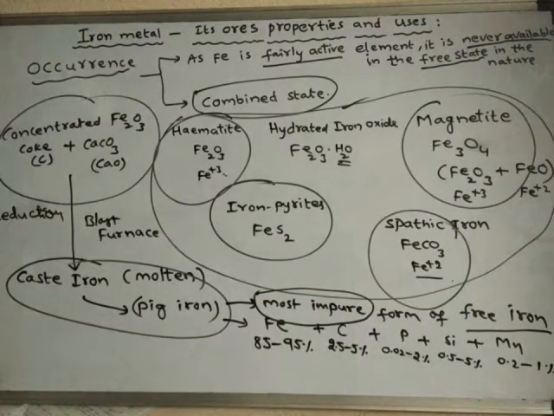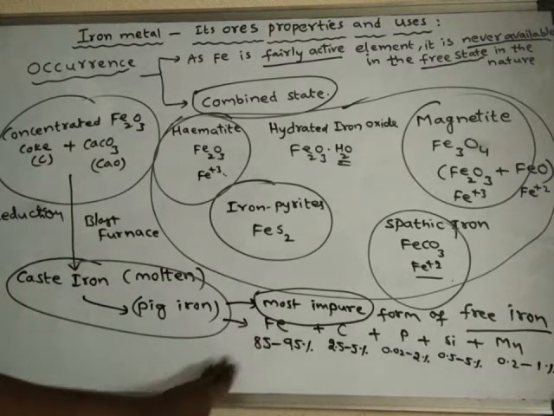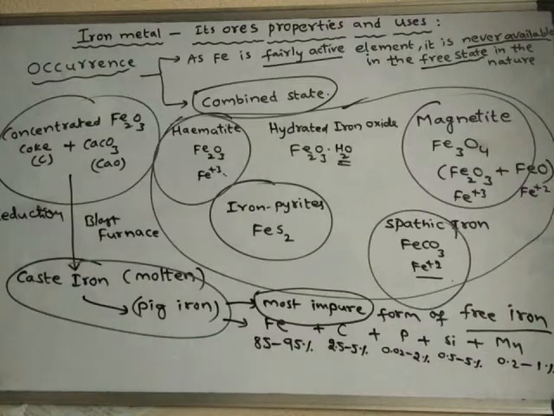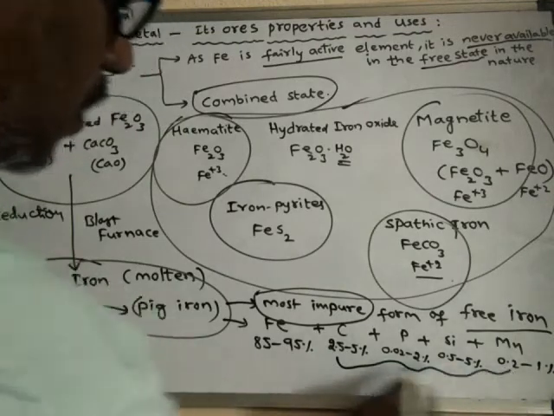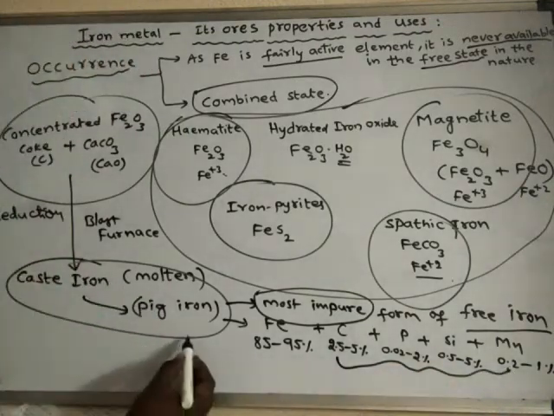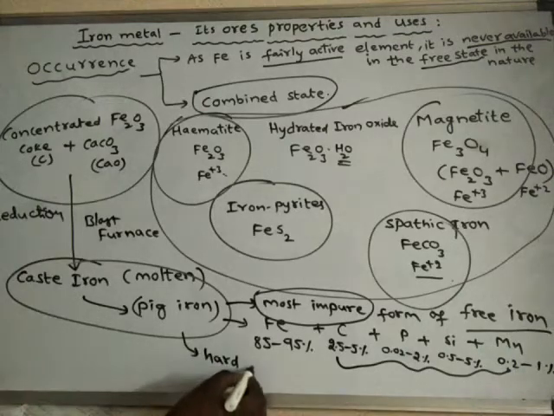Almost the pure form of iron is called wrought iron, so we will learn about wrought iron also. For the time being, as we are learning about cast iron, we will discuss some more points related to this cast iron. These are all impurities. Now this cast iron is hard and brittle.